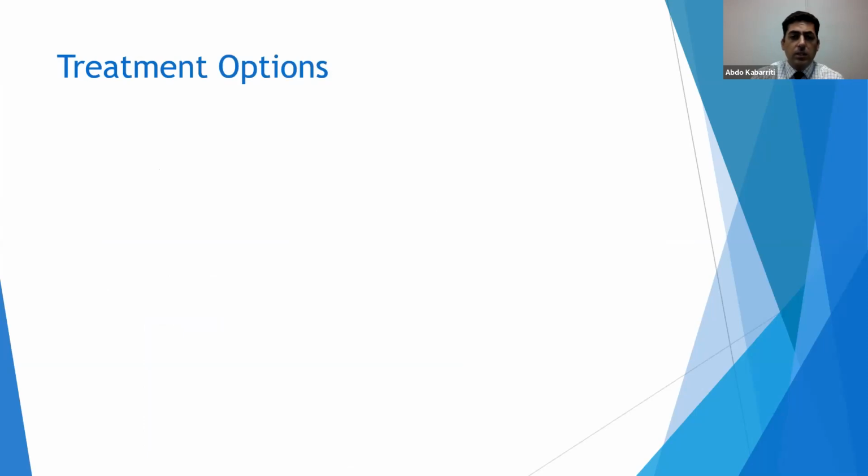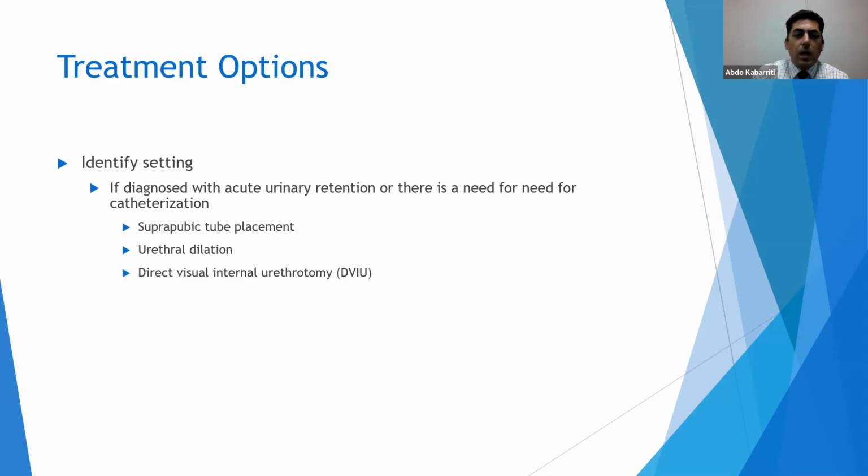So let's go to treatment options. All right, what can we offer these patients? The most important thing when talking about treatment options is really to identify the setting. Are you getting called in the middle of an ortho case where they tried to put a Foley catheter in and they couldn't? Or is this patient in the emergency room and they're in extreme pain? Or is this a patient you're seeing in the outpatient setting, and they're having some lower urinary tract symptoms?